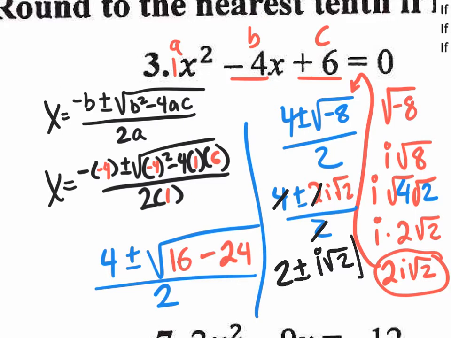Now, I would accept this answer. I'm not sure if the back of the book wrote it as 2 plus or minus square root of 2i on the back, with the i on the back. What do you got? What is it on the answers?